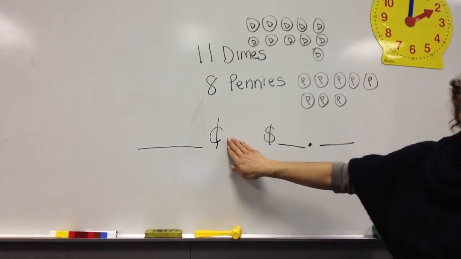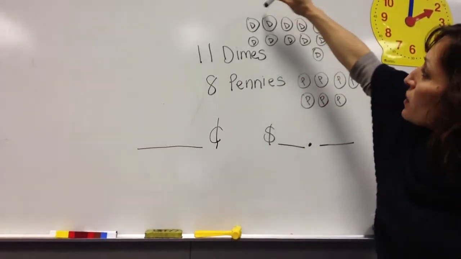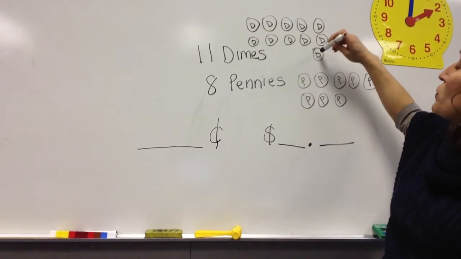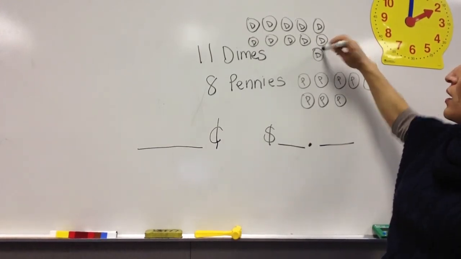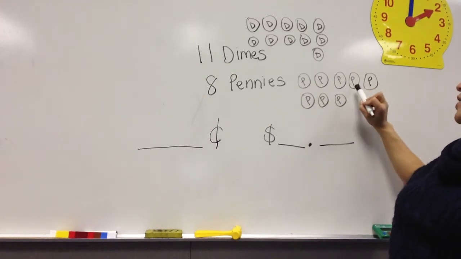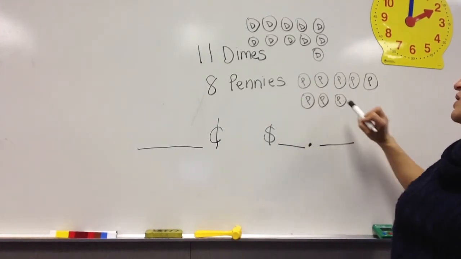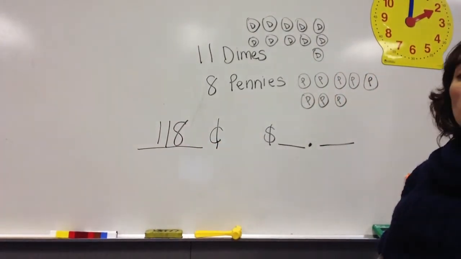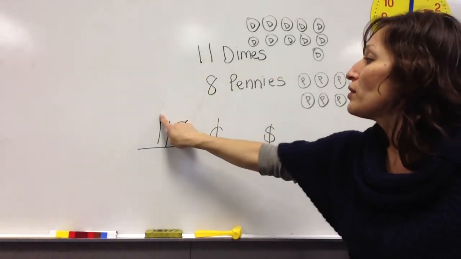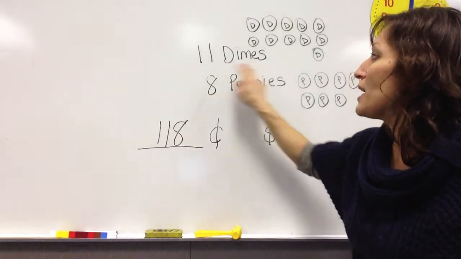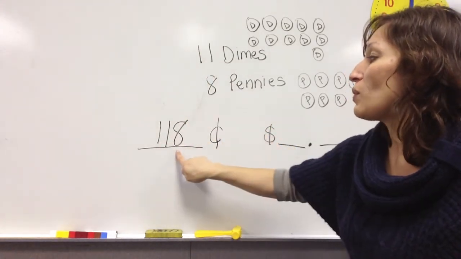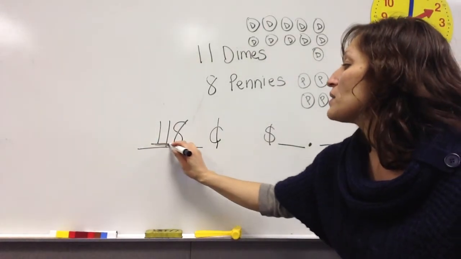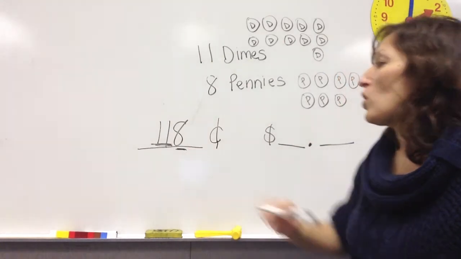Now I can count that up for a total amount of cents. 10, 20, 30, 40, 50, 60, 70, 80, 90, 100, 110, 111, 112, 113, 114, 115, 116, 117, 118. That equaled 118 cents. I want you to notice that I took this number that told me how many tens and moved it right here, and how many pennies went in the ones column. So I have a total of 11 dimes, 11 tens, and 8 ones.